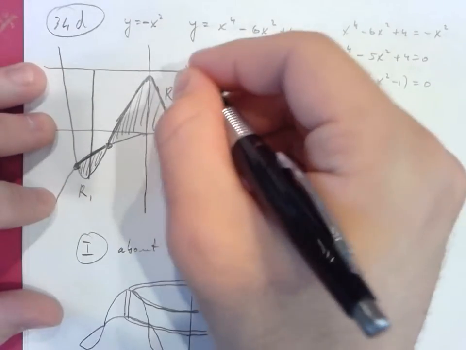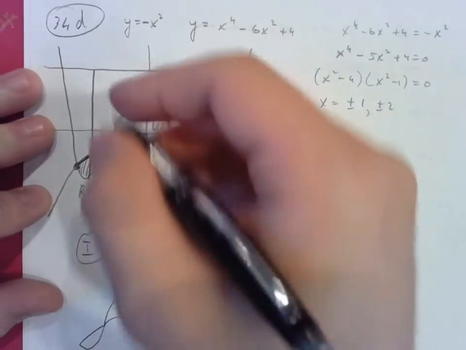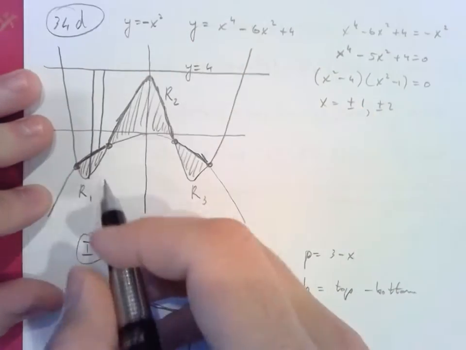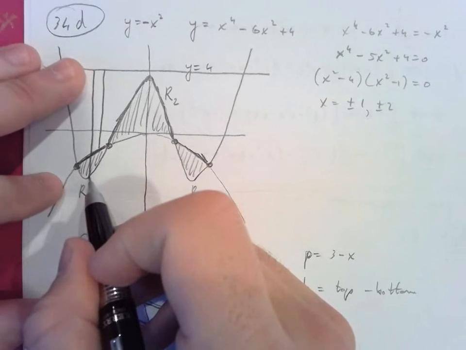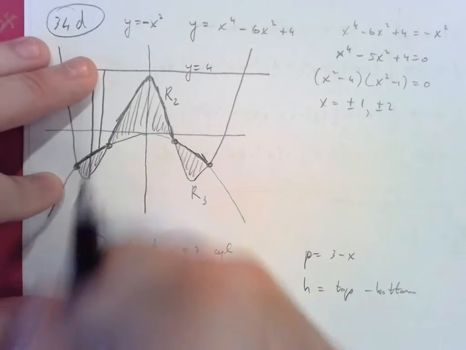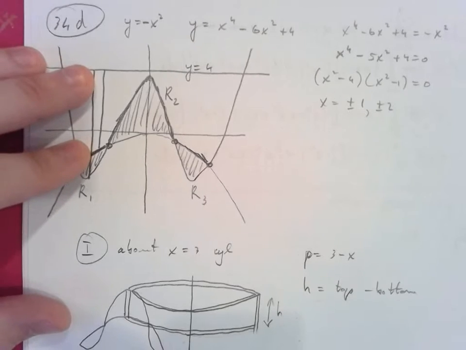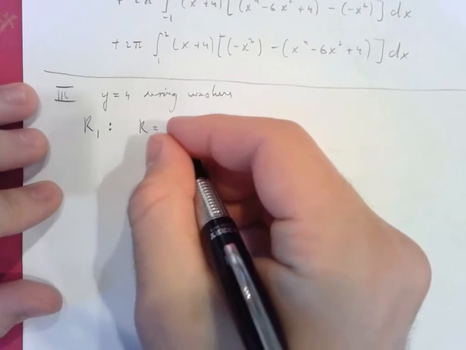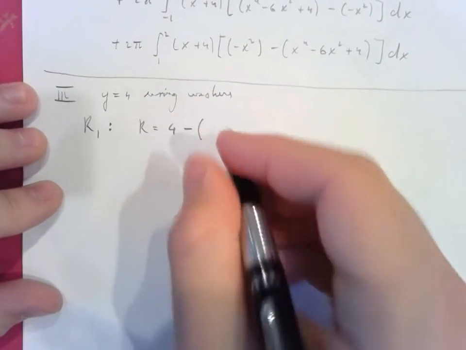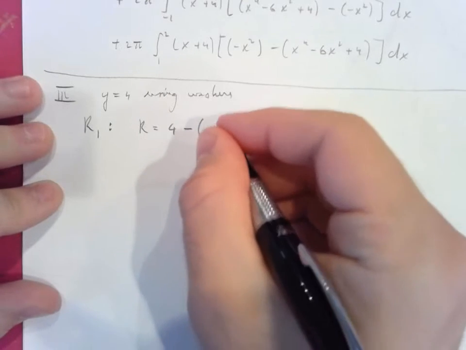Now, the outer radius is the distance between that line and my curve that I'm revolving about here. So this line is y equals 4. And the inner radius is the distance between the other curve, right? So the outermost here is looking like it's the 4th degree polynomial, and the innermost is the 2nd degree polynomial. But I have to take that as a distance from the line y equals 4. So it is 4 minus the 4th degree polynomial.